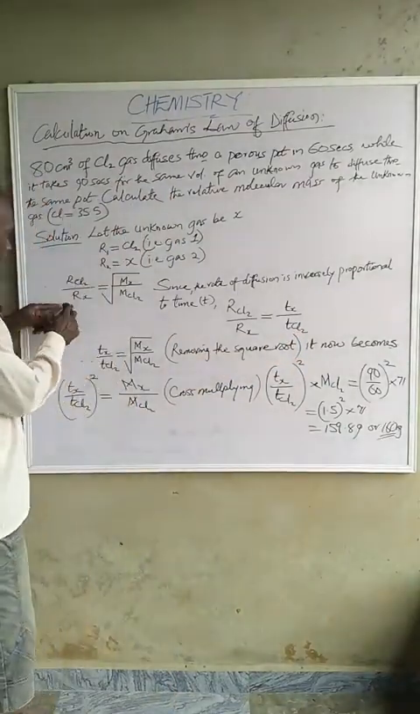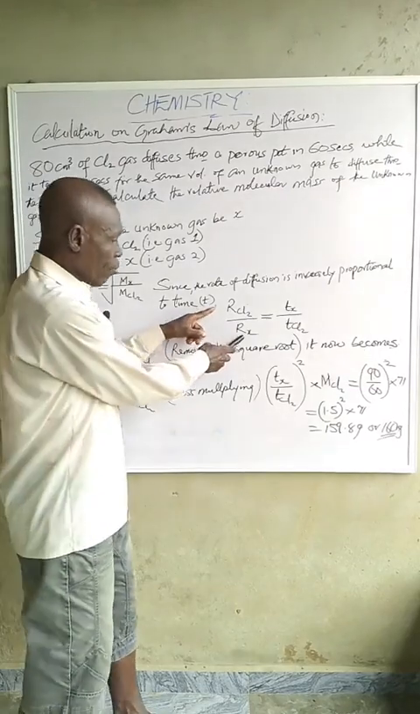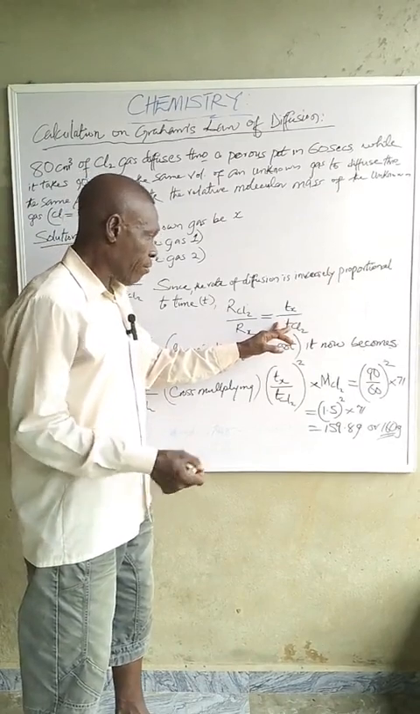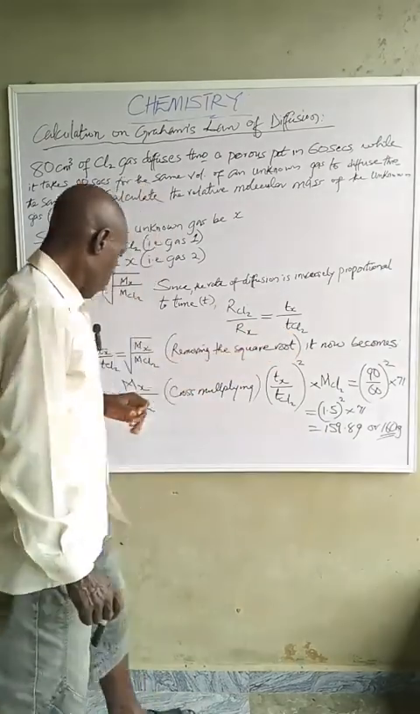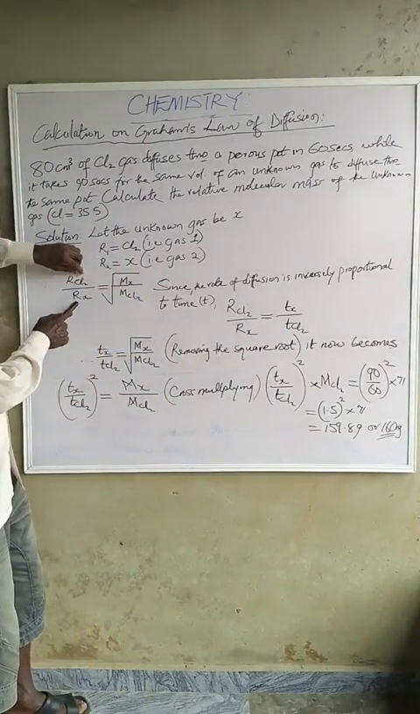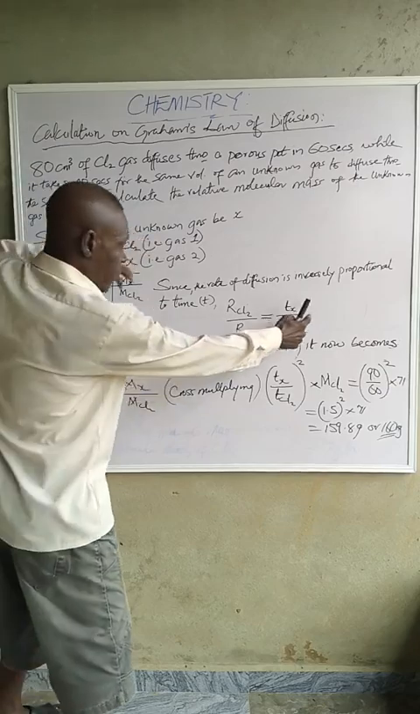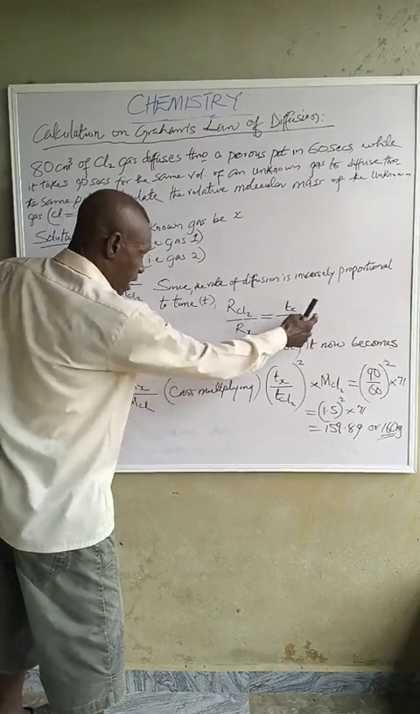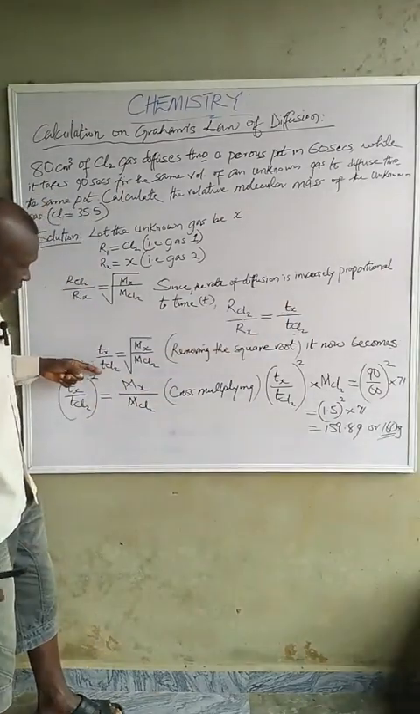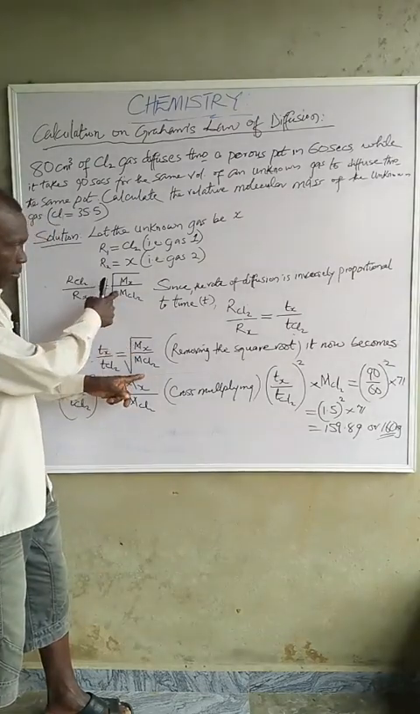Because here is the same with what you have here. And here is equal to what? The reciprocal proportion of the time taken of both the unknown gas and that of chlorine. Now, it means that since R_Cl2 over R_x is equal to this place, it means that this place is also equal to this place. That's why you see that T_x over T_Cl2 is equal to M_x over M_Cl2, which is here.